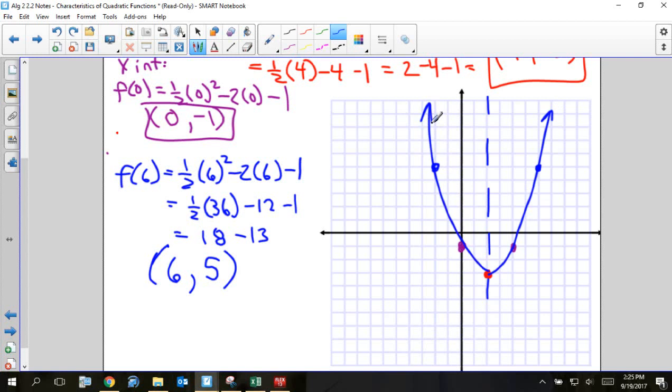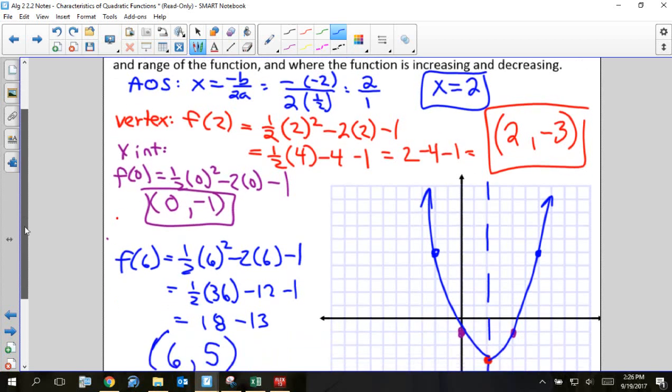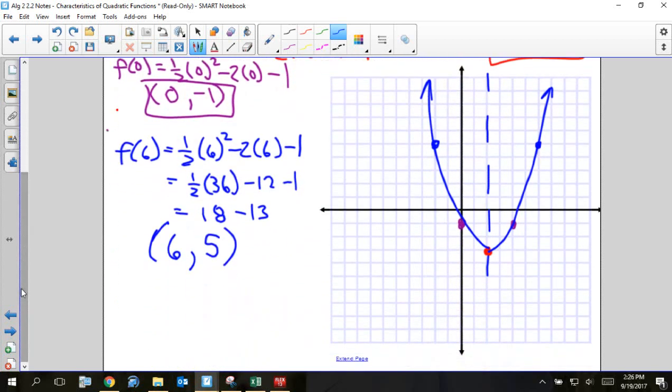So all of that is review from last class. The next thing we do is review from a previous class. In the directions, it now says, describe the domain and range of the function. And then after that, we'll talk about where the function is increasing and decreasing, which is the only thing new today. So let's describe the domain and range of the function.